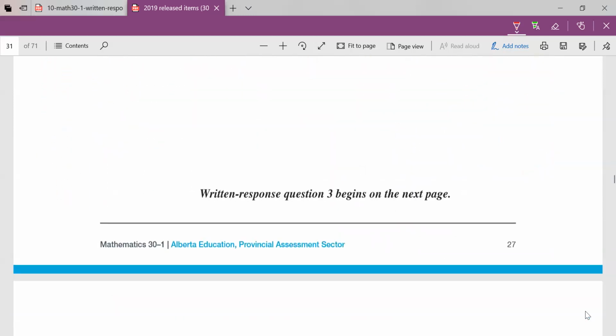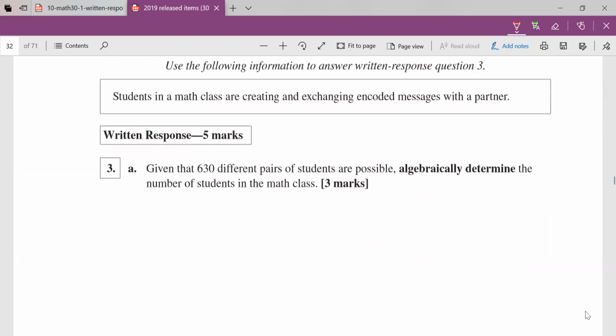We got one more question to go. Question 3, what do we got? All right, given students in a math class are creating and exchanging encoded messages with a partner, right? The old days when you're in elementary class, you pass notes. And given that there's 630 different pairs of students possible, algebraically determine the number of students in the math class.